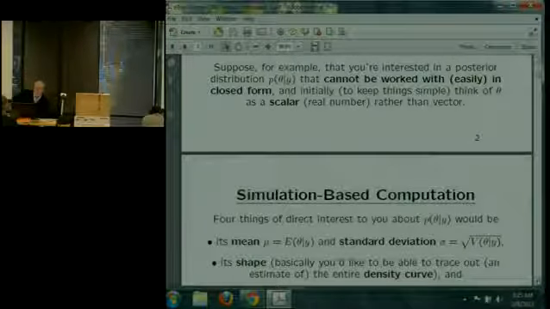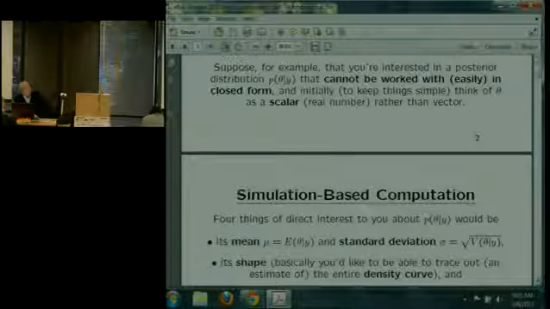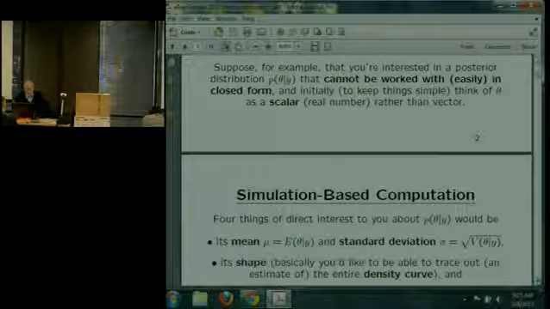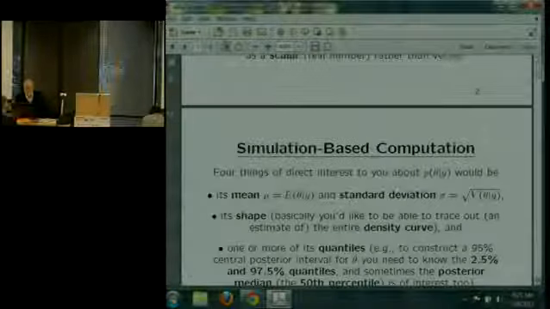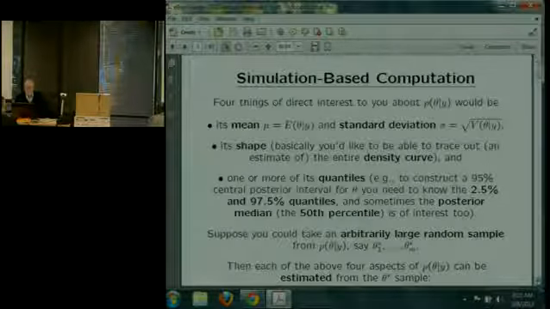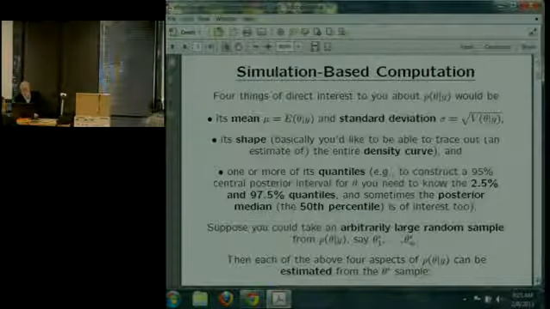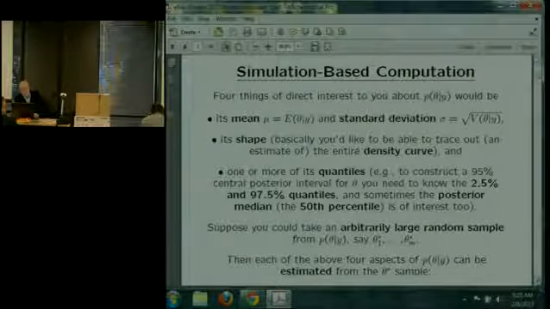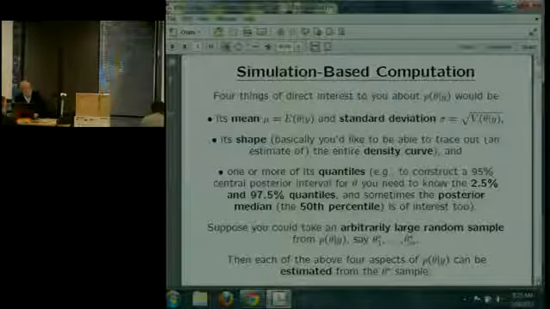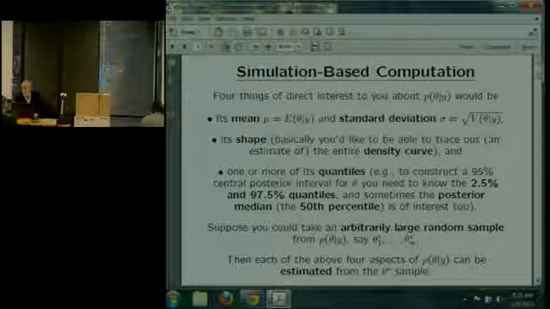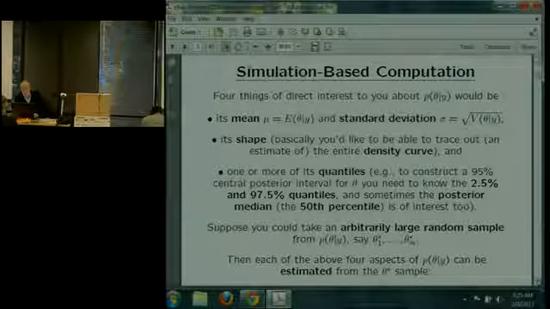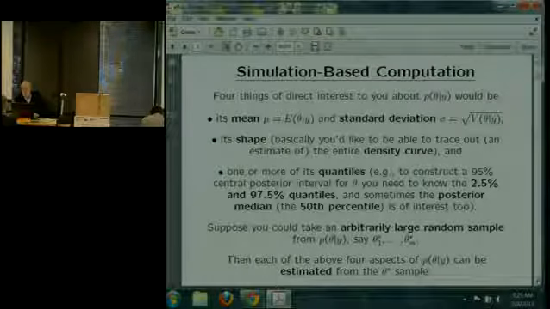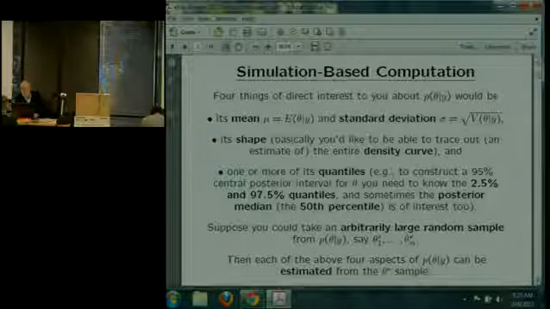And you're interested in a posterior distribution that for some reason cannot be worked with easily in closed form. And as I said initially, let's think about theta as just a number rather than a vector. Later on, we'll talk about the vector story. Well, you guys are all Bayesians now, so you know what you're interested in about posterior distributions. You'd like to know what the posterior mean is. I'll call it mu. It's just the conditional expectation of theta given y. You'd also like to know the posterior standard deviation, which I'll call sigma, which is the square root of the conditional variance of theta given y.